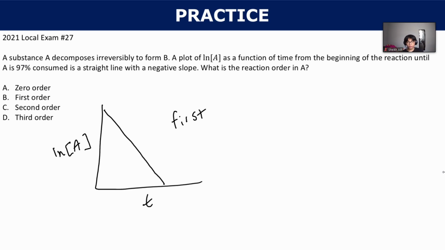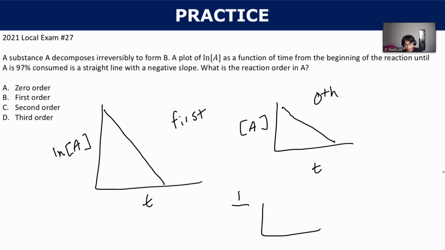Just as a review, let's review the other ones. If you had just the concentration of A over time, and that was a negative slope, that would be 0th order. And if you had 1 over the concentration of A over time, that would have a positive slope, and that would be 2nd order. But in this case, we have a negative slope and the natural log of A, so we are going to go with first order, and that is answer choice B, which is the right answer.